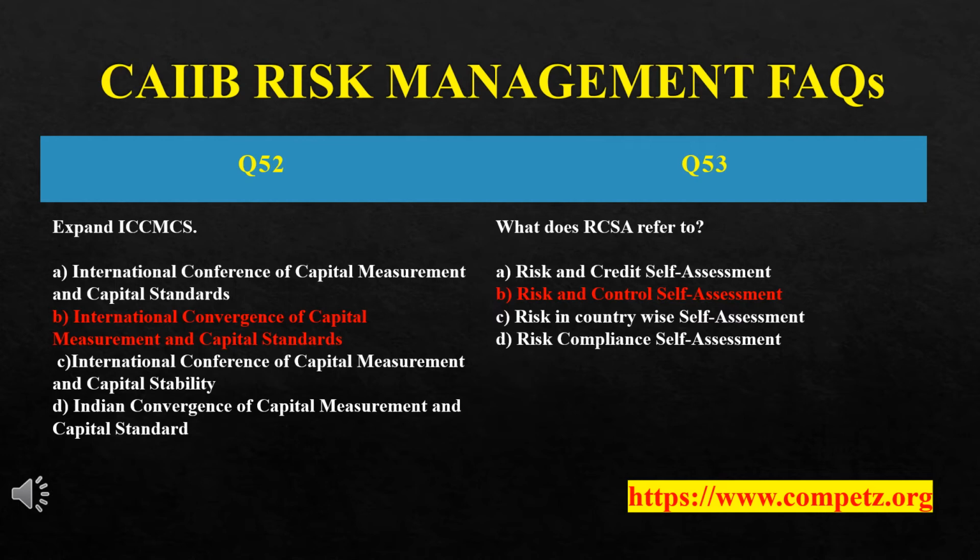Just see here, ICCMCS: International Convergence of capital measurement and capital standards. So this is a document which is released by the Basel Committee on Banking Supervision, BCBS, and is the foundation of the international approach for capital adequacy standards across the world. The next question of this slide is, what does RCSA refer to? RCSA means what?